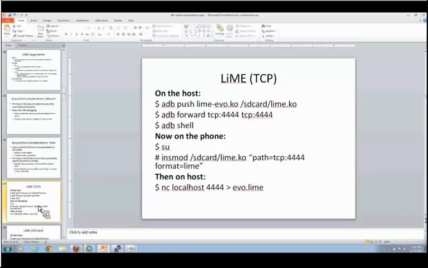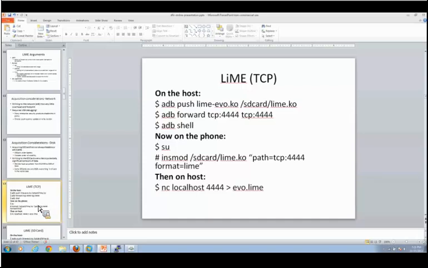You then use ADB to forward the port. In this case, we're forwarding 444 on the phone to 444 on the device over USB. Now what we want to do is get a shell on the phone so we can load the kernel module. We do adb shell. Now we have a shell on the phone. Obviously the device has to be rooted, so at this point you need to run a local exploit that's going to get your root. If you have a device that's already rooted, you can just run su. Now you're root. From here you can use insmod, which loads kernel modules, to load LiME.